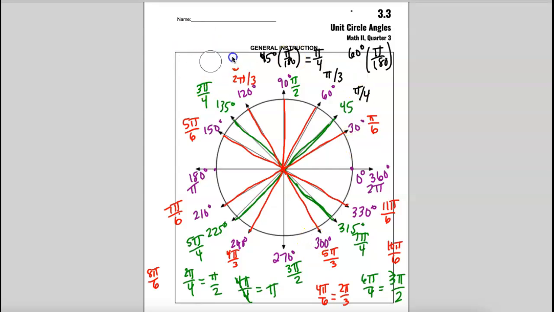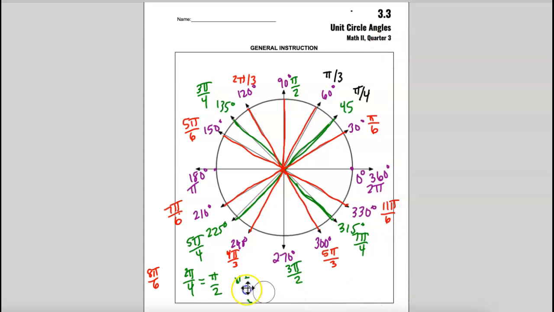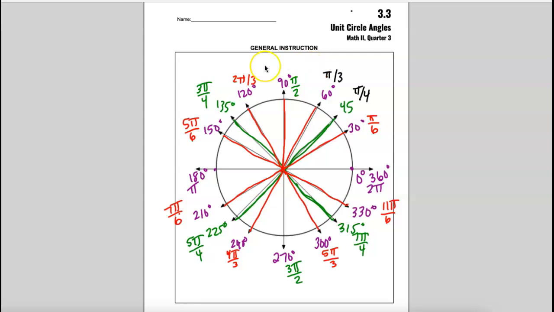So really, you need to know this stuff. You have the radians all the way around the circle, and you have the degrees all the way around the circle. And that can go around clockwise or counterclockwise. If we go this way, we would go negative values, and we'll look at some of those in the self-checks.